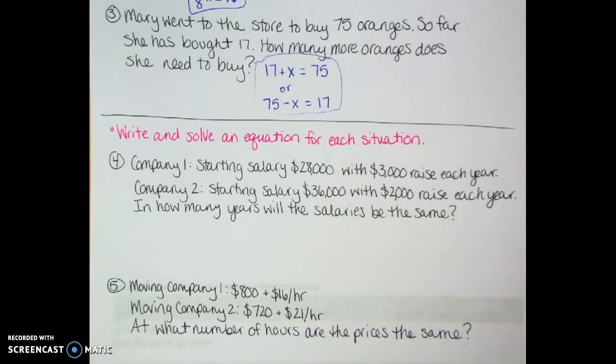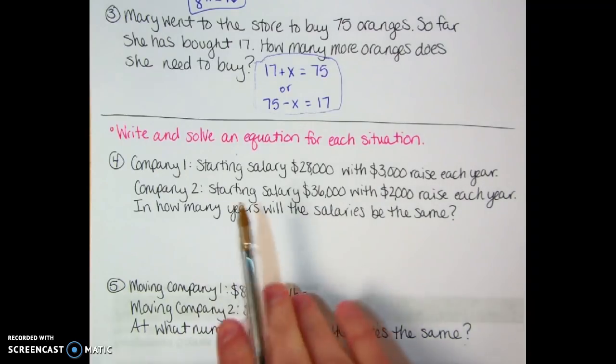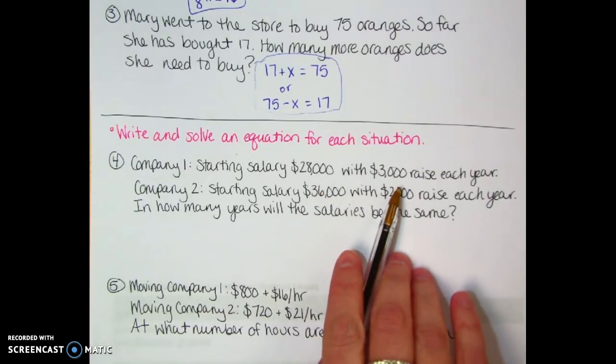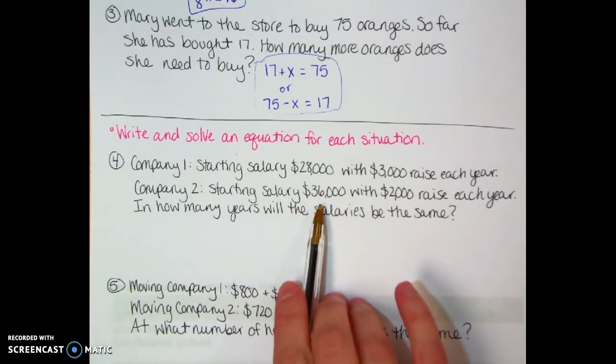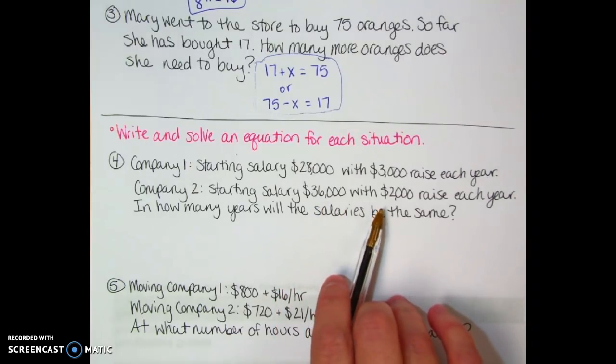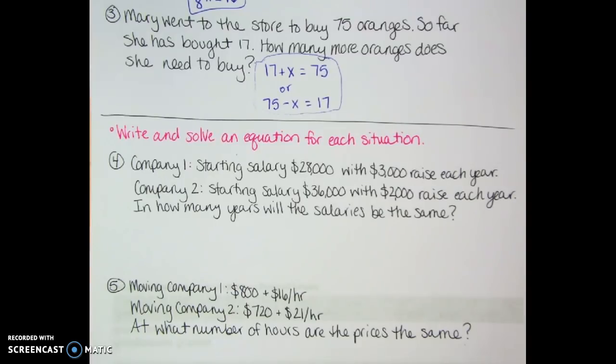Okay, so this was a really long paragraph that I shortened. This is about someone who had a job offer from 2 different companies, and they were asking in how many years would the salaries be the same. So basically company 1, you start at $28,000 and then you get a $3,000 raise each year. And with the other company, you start at $36,000 and you get a $2,000 raise each year. So to make an equation for this, each sentence is going to be on its own side of the equal sign.